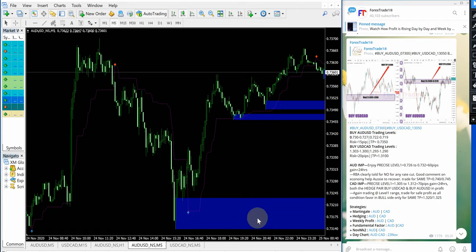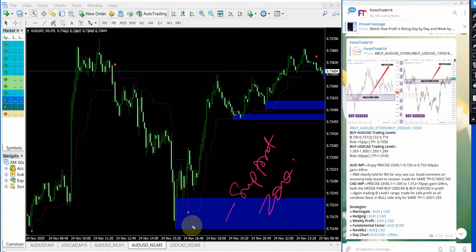This tool is indicating, with the blue highlighted area, the support zone, indicating that from this support zone AUD USD is more likely to go up. This is what the blue highlighted area is indicating. So more useful tools like this will be given to our paid clients.